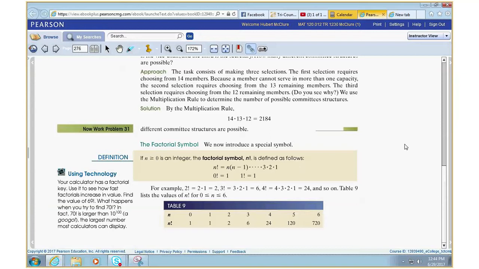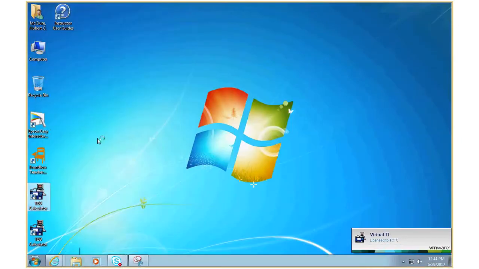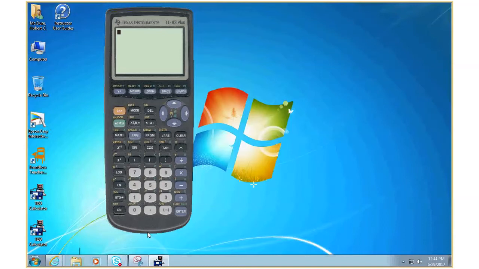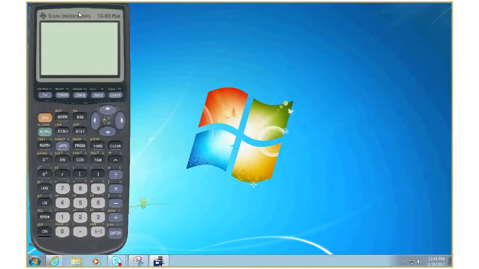The factorial key is on your calculator, and it's under Math, and it's like number 3 or 4. So you want to do this. Pull up your handy dandy virtual calculator that you have on your computer, and hit Math and Probability. There is your number 2, number 3, and number 4. Everybody see those? Those are the 3 that you're going to be using in this section.